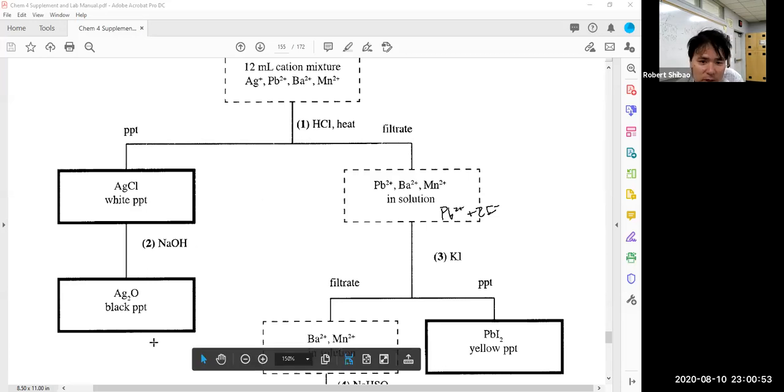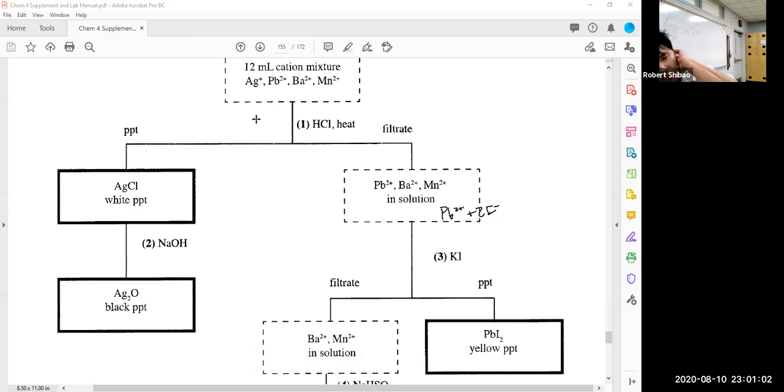Okay, so once we get a black precipitate over here, that's a positive for silver ions present in our mixture. What we're going to do next is test for barium, lead, and manganese. This step is called the separation step, and it's critical for a couple of reasons. One, we need to make sure we precipitate out all the silver ion, because if we don't, some silver ion will leak over here, and not only will we have lead, barium, and manganese, but also some residual silver ion.